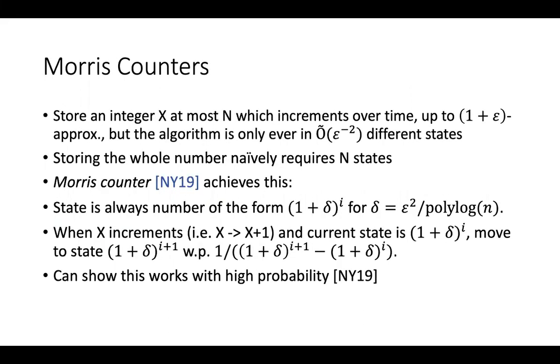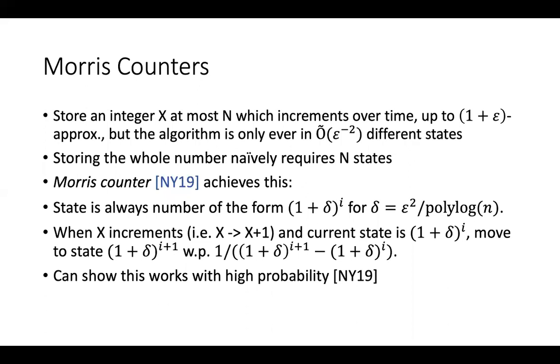To explain how this is possible, I want to introduce Morris counters. A Morris counter is an algorithm which stores an integer x, which is at most n, which undergoes increments over time. And we only want to store it up to a 1 plus epsilon factor. The catch is that the algorithm is only ever allowed to be in O(epsilon to the minus 2) distinct states, where states are the number of memory states that the algorithm could possibly be in.